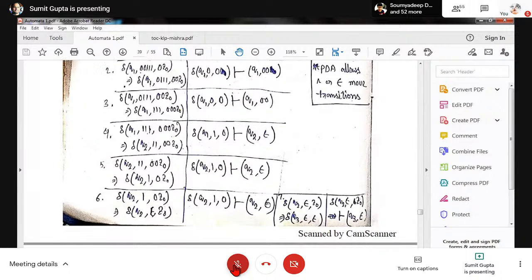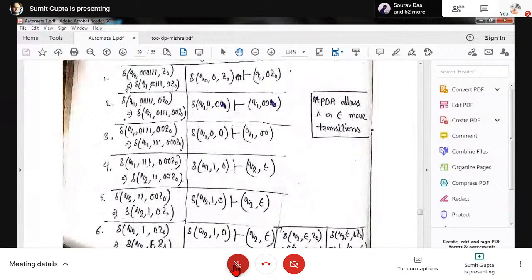Similarly, the same thing, and yeah, that's it. Now let's see. So the initial part we have done. Second is Q1. So Q1 00111 will become Q1 011 00Z0 because that was the logic. That was the transition that we have employed.